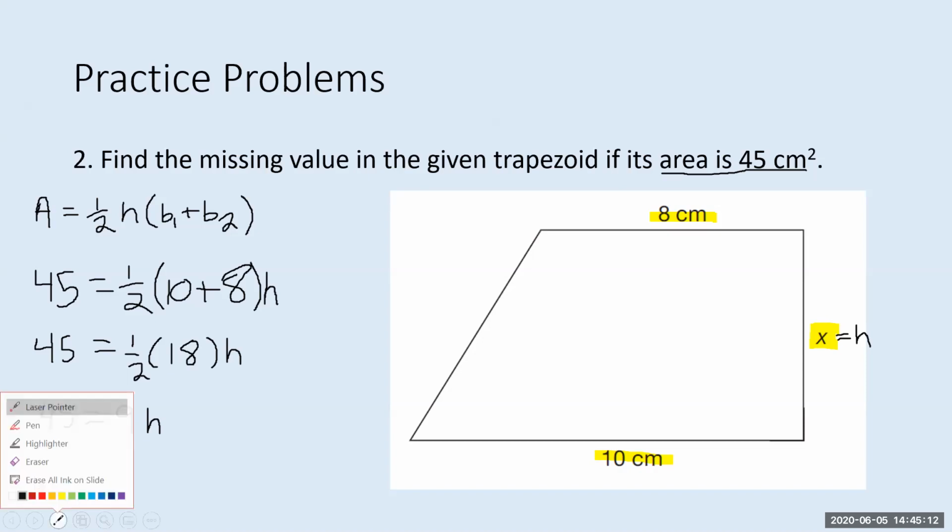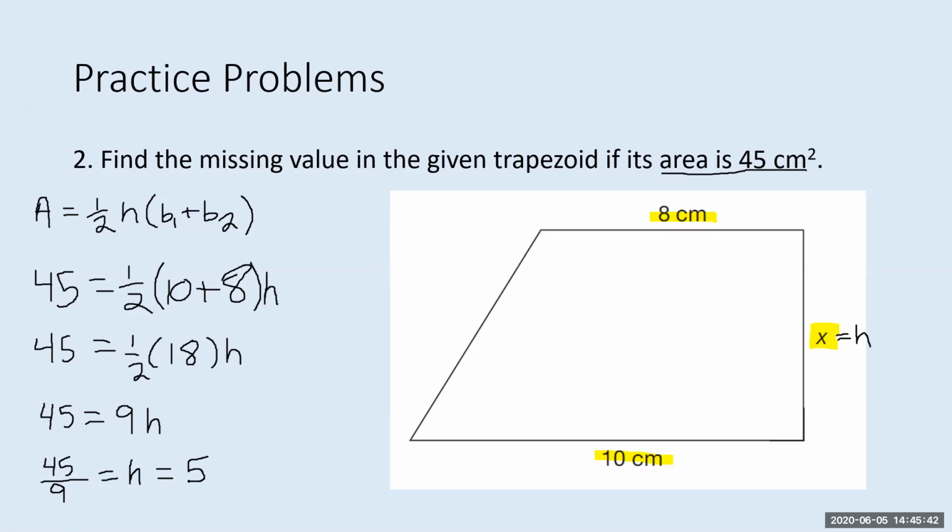So if you don't know off the top of your head, the way we can figure that out is with a little division, right? So if 9 times something is 45, another way we can say that is 45 divided by 9 equals that something. And 45 divided by 9 equals 5. So that missing height, that missing measurement is 5 centimeters.